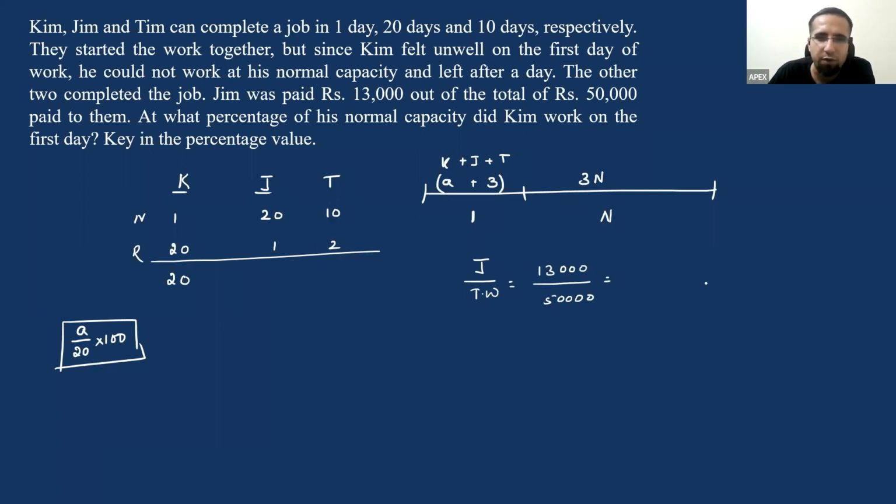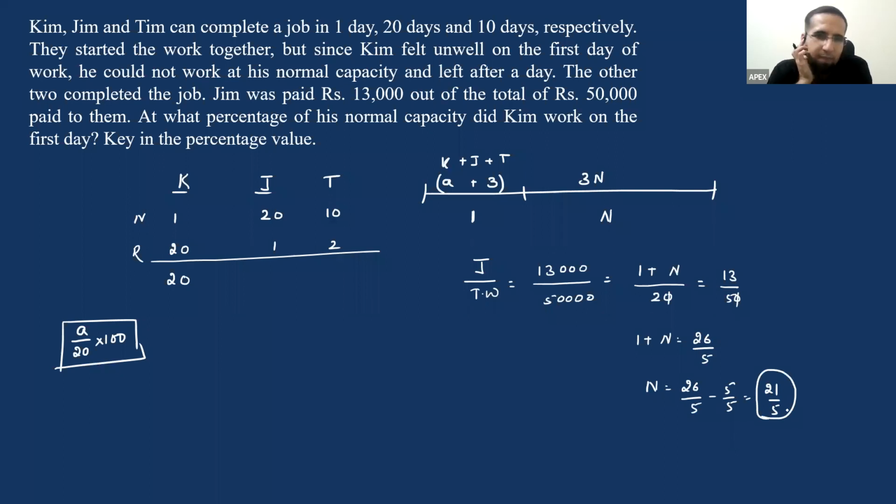Now, what is the amount of work Jim did on the first day? Jim did 1 unit on the first day, and in n days, Jim completed n units. Divided by total work 20, which is equal to 13 by 50. So the 0 gets cancelled. So we have 1 plus n is equal to 26 by 5. Clear, right? We get the value of n is equal to 26 by 5 minus 5 by 5, which is equal to 21 by 5.